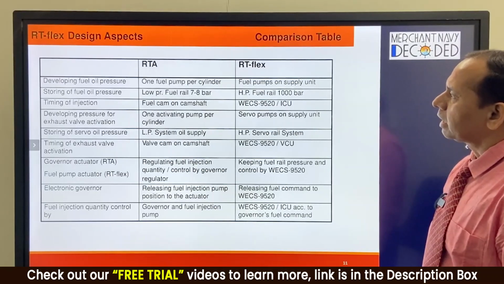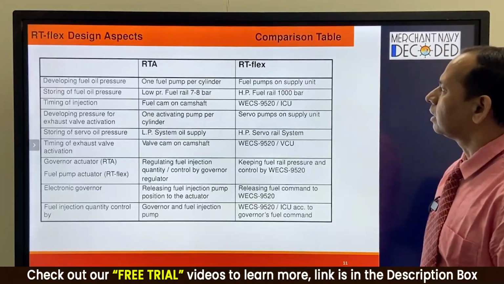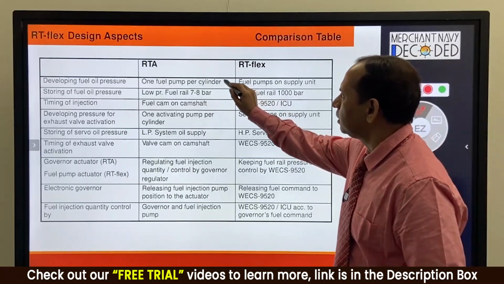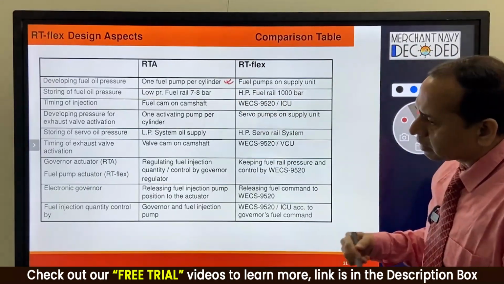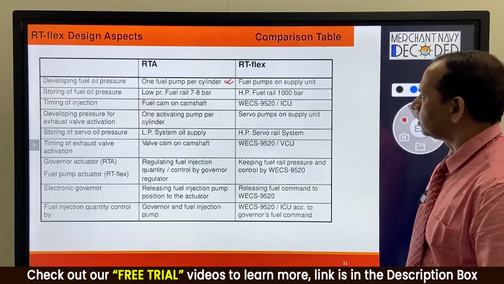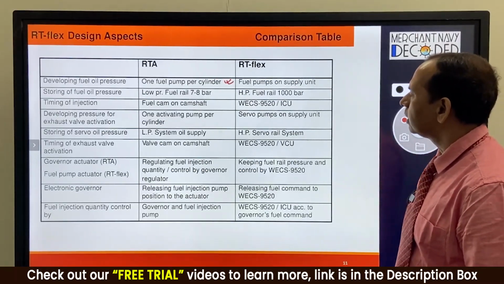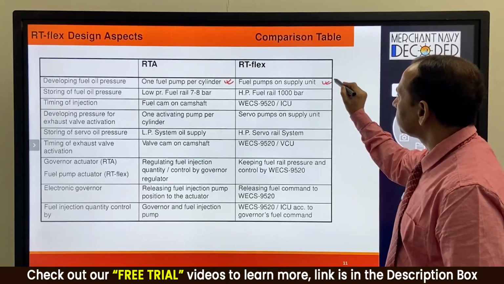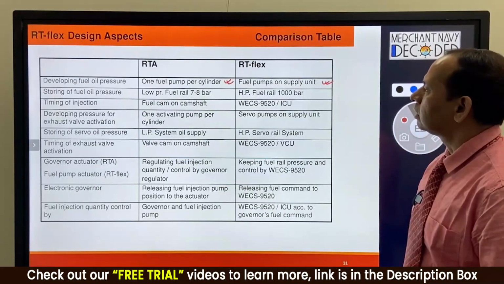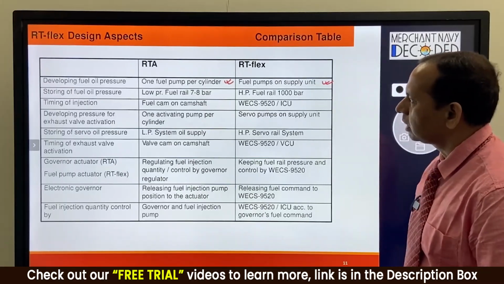As you can see, fuel oil pressure is developed by a jerk type of fuel pump in the RTA engine, as we have seen in earlier mechanical engines also, that we have an individual fuel pump to generate the fuel injection pressure, which is going to open the fuel injector for fuel injection. Here there is no individual fuel injection pump, and we have a fuel supply unit which is connected to a common rail at 1000 bar, and by electronic control the fuel supply will be introduced to the individual injectors, and that is how the injection takes place in the RT-Flex engine.